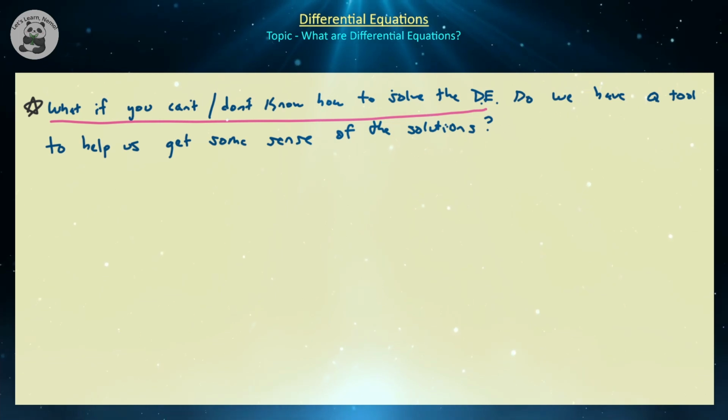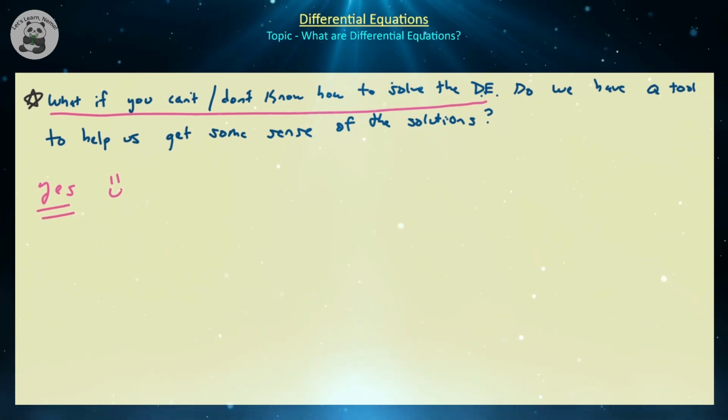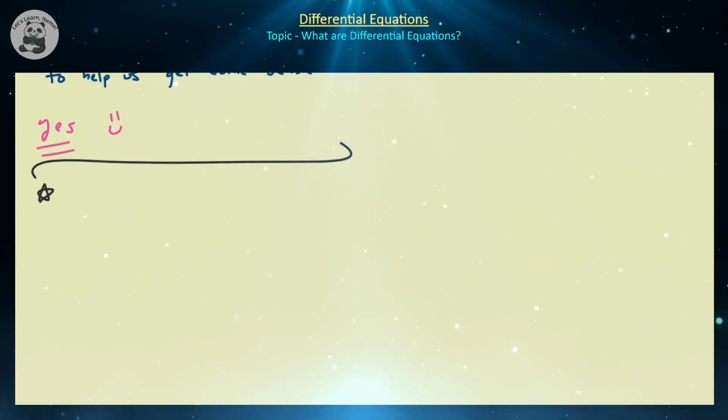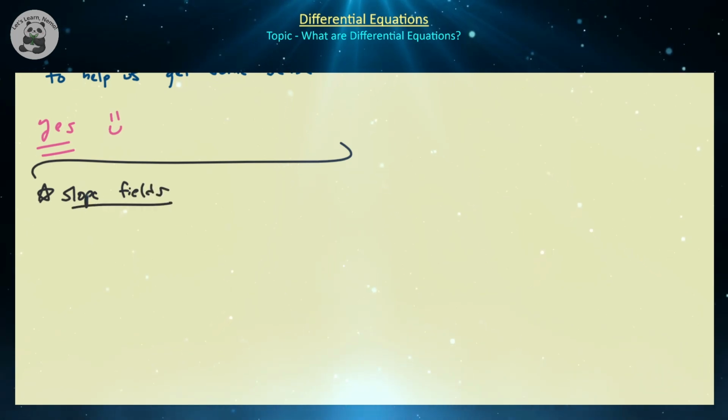So do we still have a tool to help us get some sense of the solutions for that differential equation, even though we don't know the name of the function that represents them? The answer is yes, and the answer is always yes. So the tool that can give you some sense of the shape and behavior of the solutions is what we refer to as slope fields. Slope fields. So let me just illustrate slope fields with a very basic example.